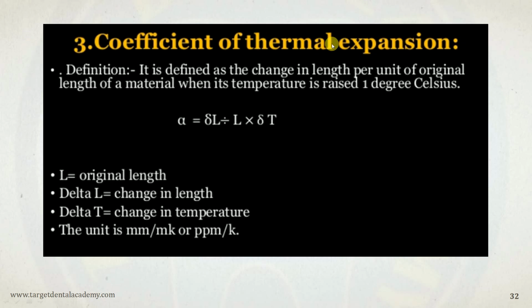Coming on to the coefficient of thermal expansion, it is defined as a change in the length per unit of original length of a material when its temperature is raised by 1 degree Celsius. So it is basically the change in the length per unit of its original length when the temperature of the material is raised by 1 degree Celsius. So coefficient of thermal expansion is change in the length divided by original length times change in the temperature. So the unit is millimeter per Kelvin.